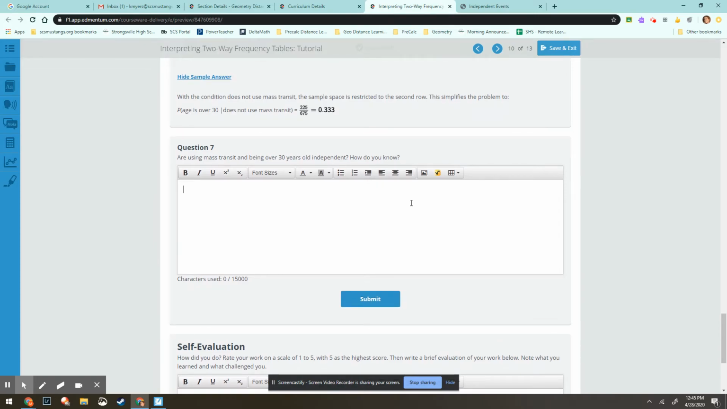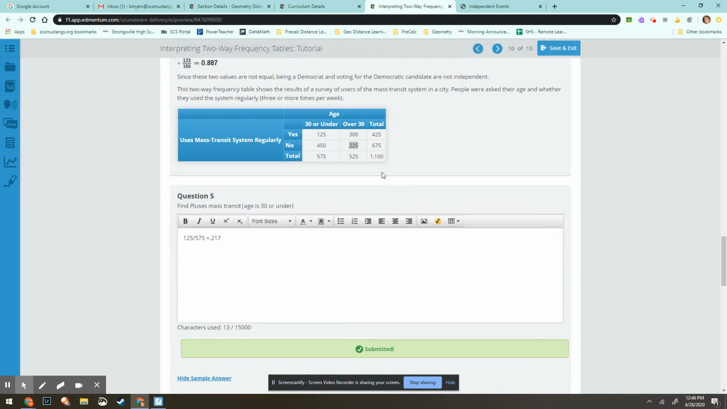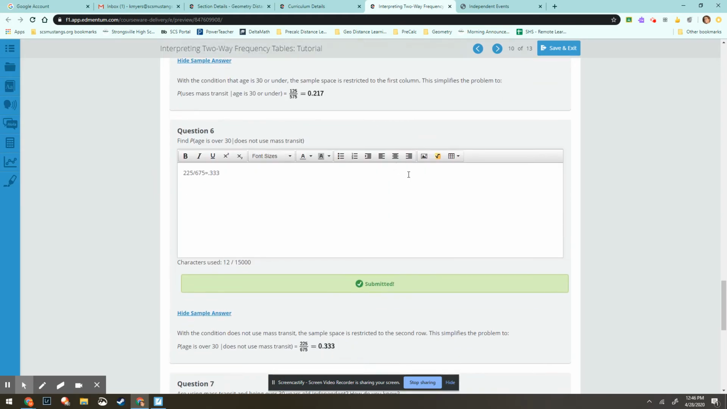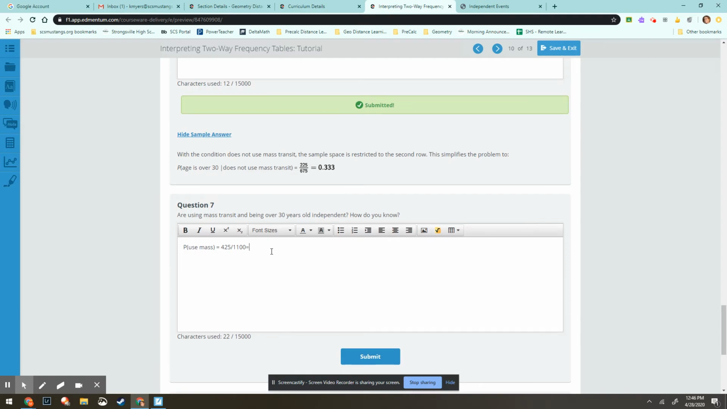And then finally, last question, 7: are mass transit and being over 30 independent? What we have to do is find the probability of one of those first. I'm going to find the probability that they use mass transit. There are 425 people total who use mass transit and 1,100 people in the whole table. So that probability is 0.386.